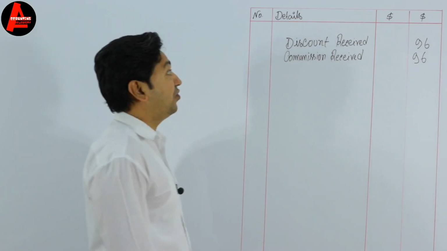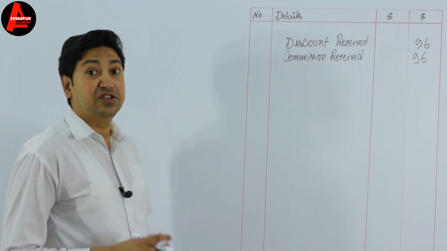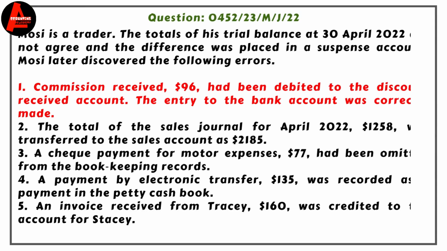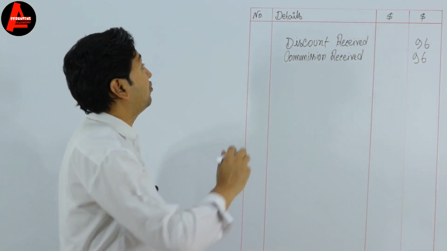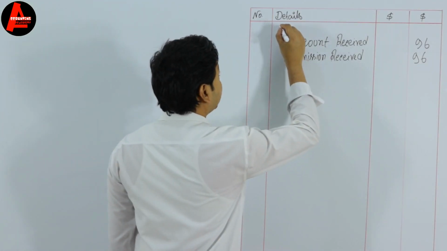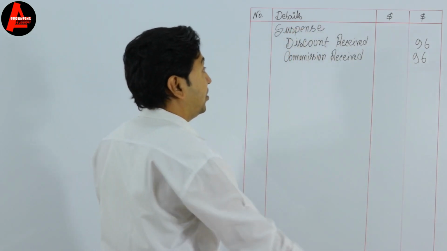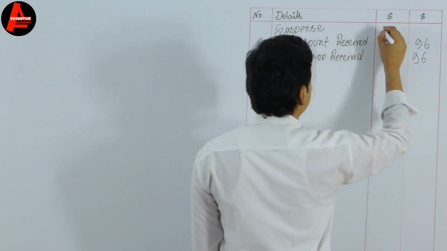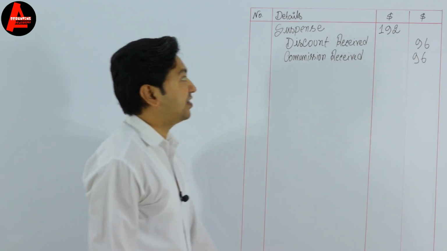So now we have to write something on the debit column, right? So here what is written in the question? The entry to the bank account was correctly made, okay? So bank account had been debited, so it was correctly made. So now to rectify this transaction, we will write here suspense account, okay? So here if we double this amount, we get 192 on the debit column.